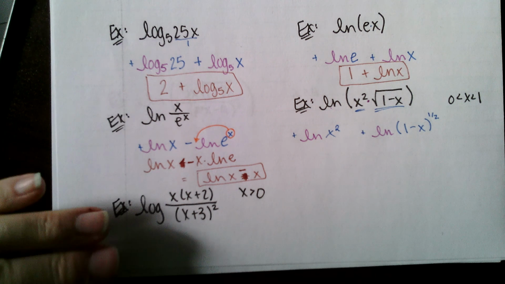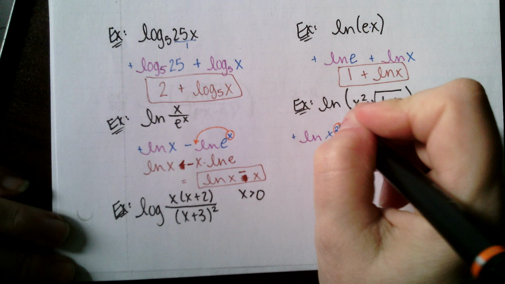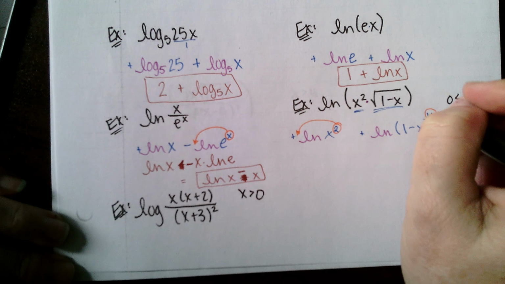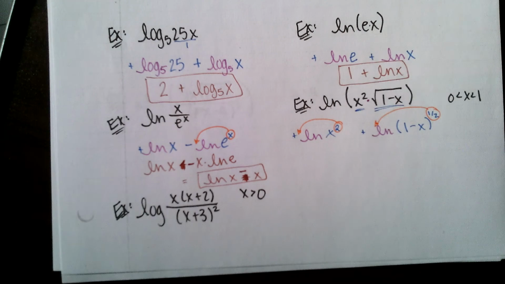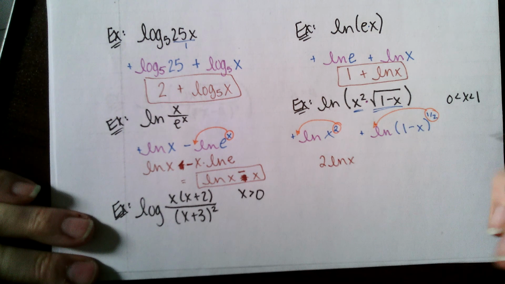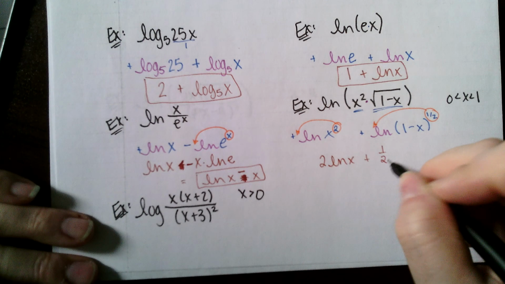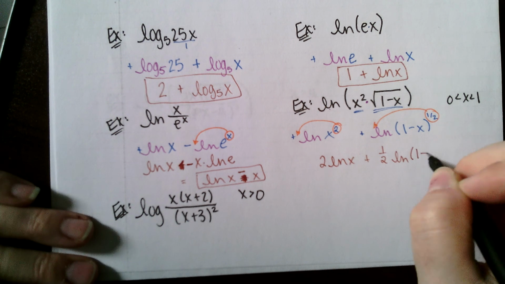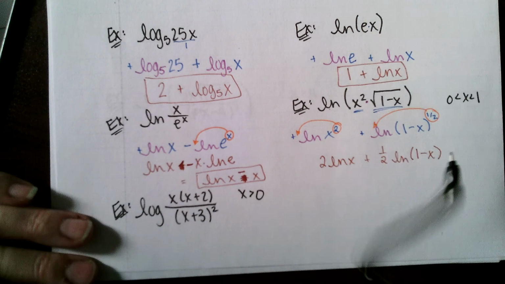So then I can go ahead and bring down my powers, unpack. And I'm going to end up with 2 times natural log of x plus 1/2 times natural log of 1 minus x. Make sure those stay in the parentheses.